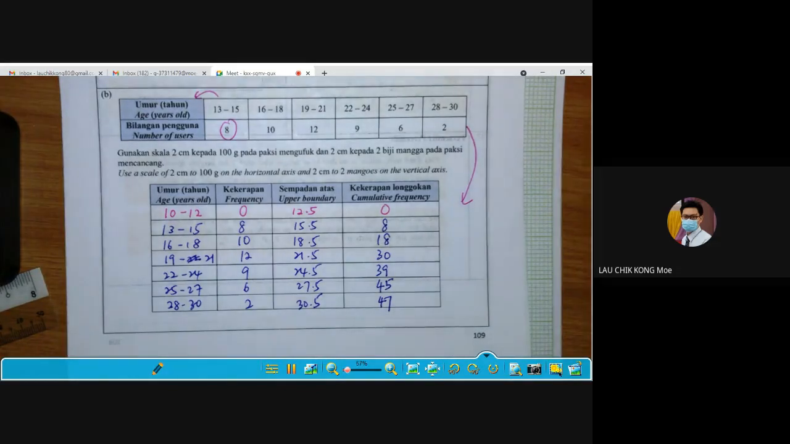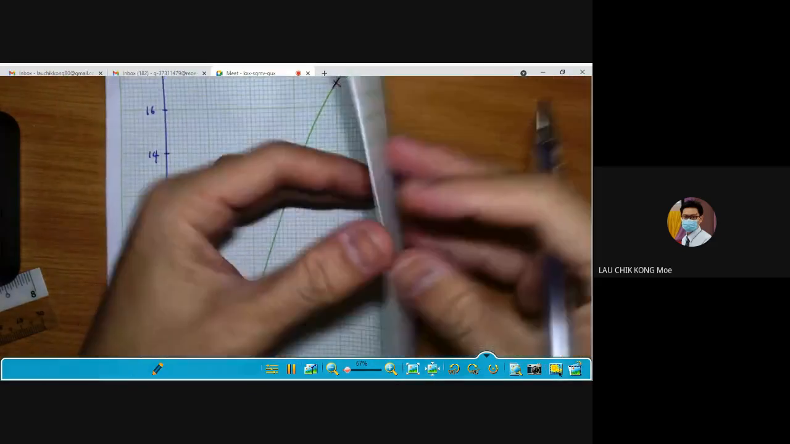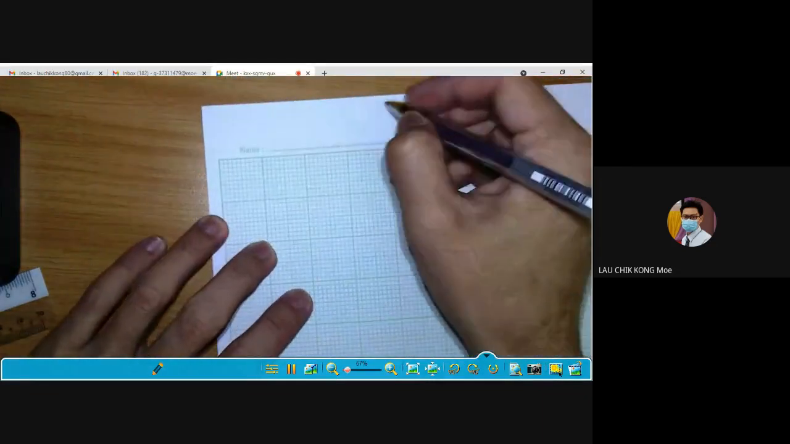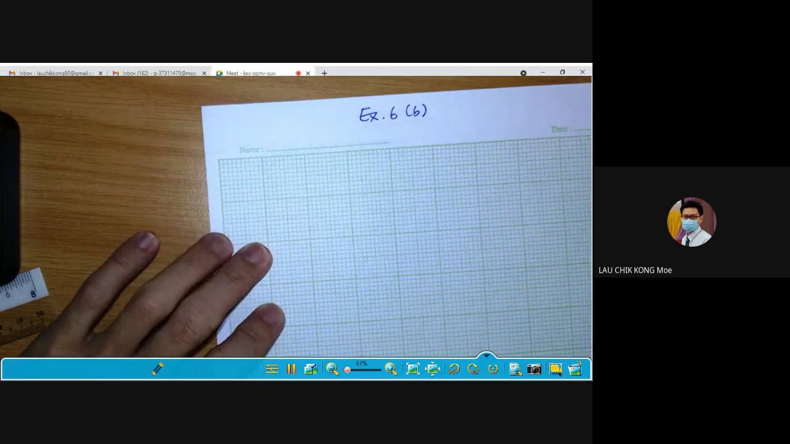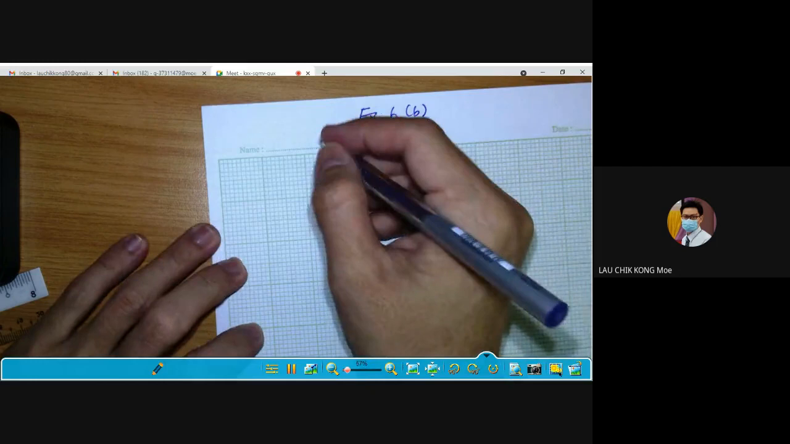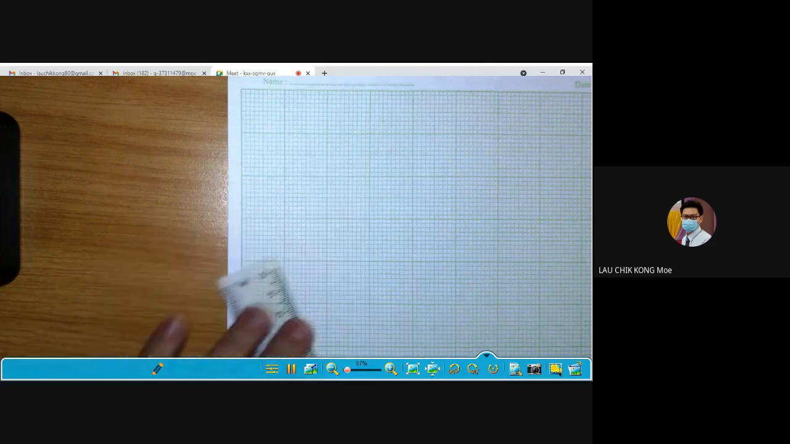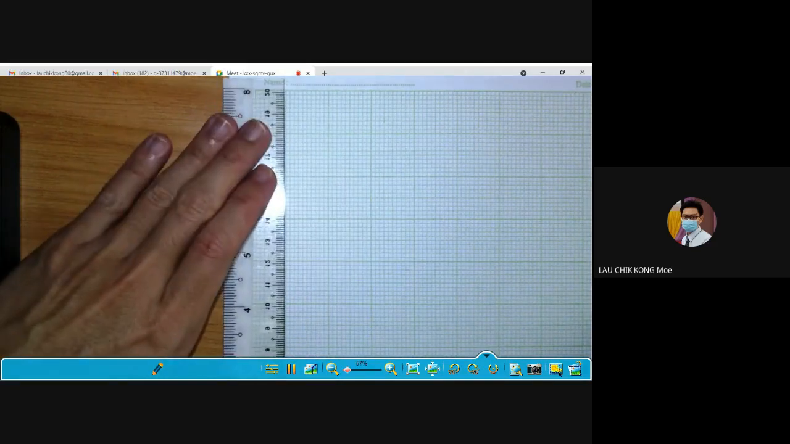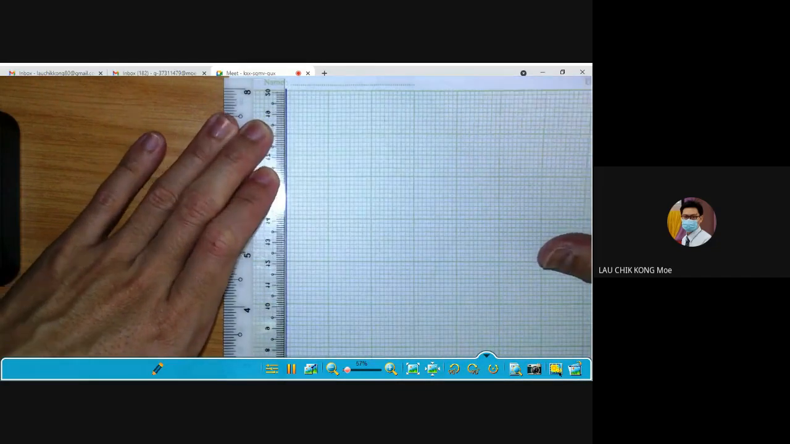Okay, now we continue. So we start. Example 6B. So the y-axis and x-axis, okay, this is the y-axis. Draw it fully, regardless of whether you use all of it or not, from top to bottom.